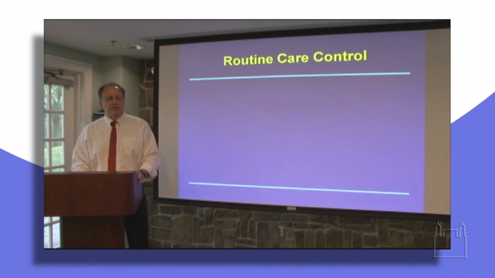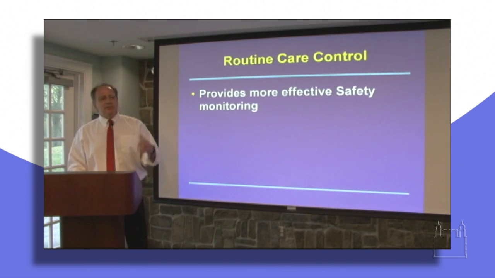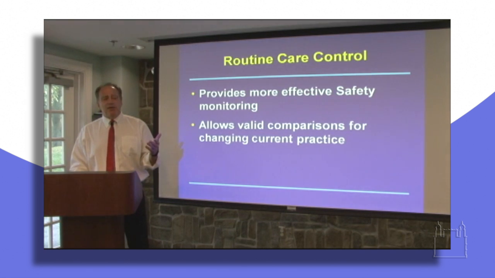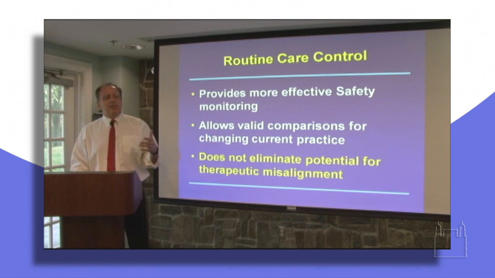So why do we need controls in studies? Well, it provides a more effective safety monitoring. Essentially, if you have an increase in morbidity and mortality, if you have no control, how can you monitor it if you have two treatment effects? It allows for valid comparisons of changing current practice. If you know you're better than usual care with one of your arms, then you know with security you're improving care, not worsening care. But it does not eliminate the potential for therapeutic misalignment. So from here on in, I'm not going to discuss controls anymore until the end of the talk. All I'm going to discuss is the problem of therapeutic misalignment.